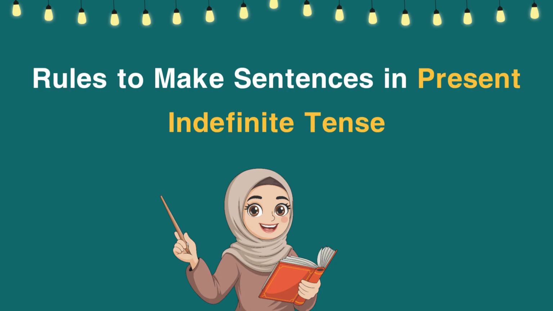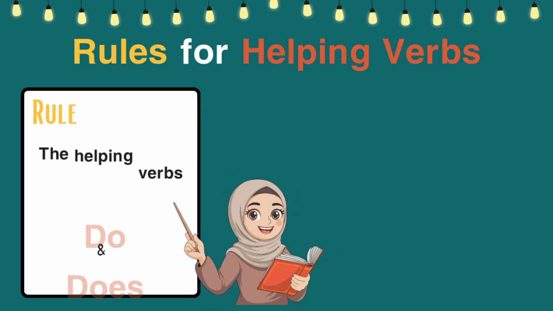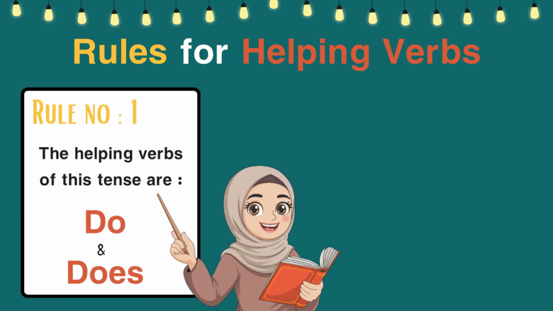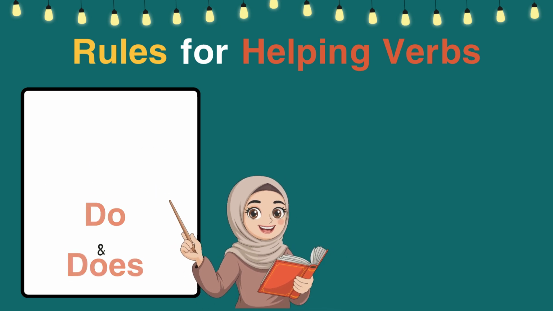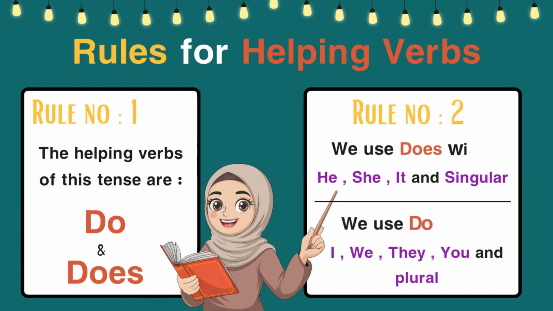Rules to make sentences in present indefinite tense. Rule number 1. The helping verbs of this tense are do and does. Rule number 2. We use does with he, she, it, and singular. We use do with I, we, you, they, and plural.